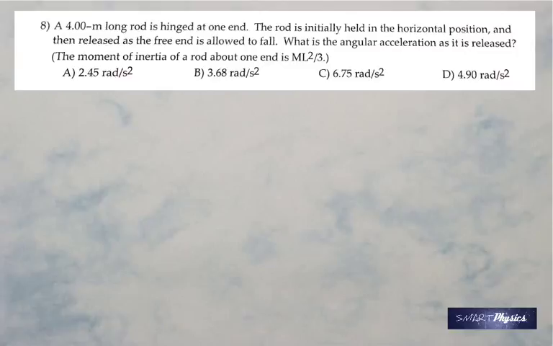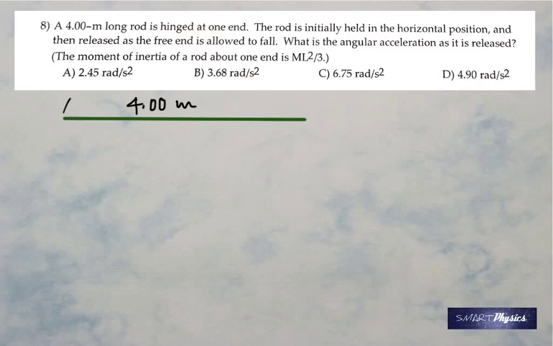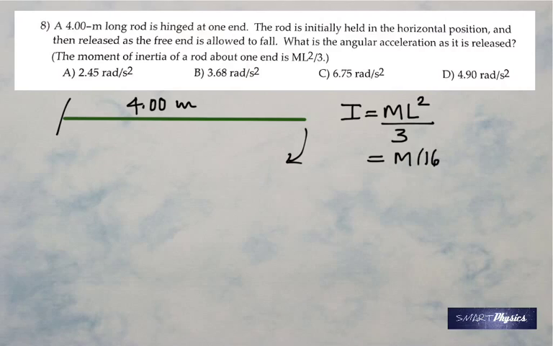A 4-meter long rod is hinged at one end. The rod is initially held in the horizontal position and then released. The free end is allowed to fall. What is the angular acceleration? Okay, a diagram. That's the rod, 4 meter long, hinged there, and it's falling. Its rotational inertia is ml squared by 3, which in this case, because the length is 4, is 16 m by 3.